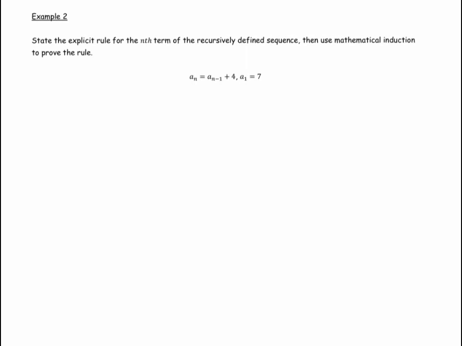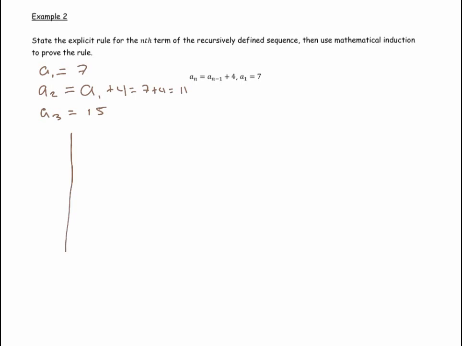The first thing I would probably do is write out the first few terms. So the first term we know is a 7. The second term is going to be, according to this recursive formula, the first term plus 4, which would be 7 plus 4, which would be 11. And the third term we can see would clearly then be, if we add 4 to the previous term, 15.